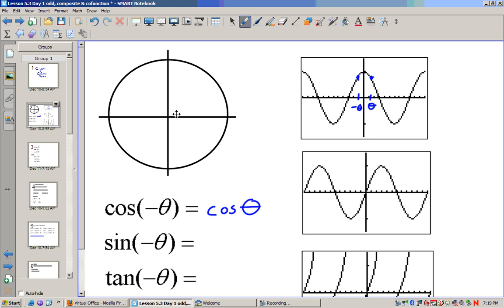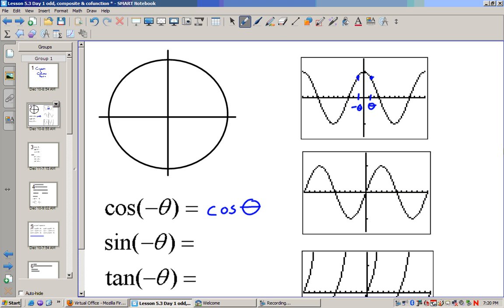You could do it in these two quadrants. So if this is theta and this is negative theta, you could pick any number x, and the hypotenuse would be the same here. So x over that h, those are going to be equal. So cosine of theta is equal to the cosine of negative theta.